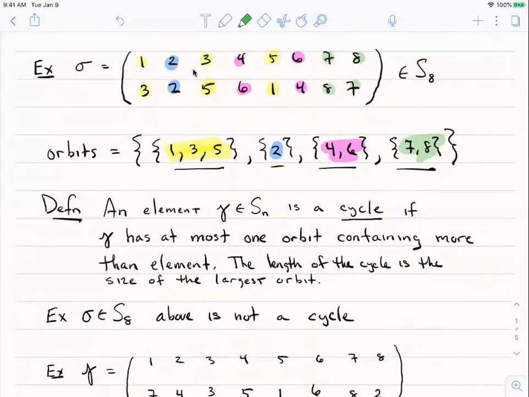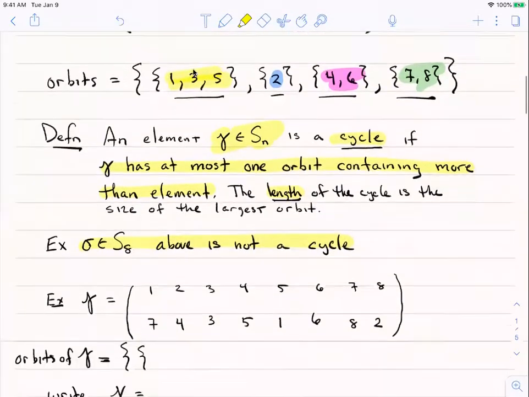Let's keep that in view while we make it through this definition. I want to tell you what I mean by a cycle. A permutation, I'm calling it gamma, is called a cycle if, and this is kind of a mouthful, it has at most one orbit containing more than one element. In that case, the length of the cycle is the number of elements in its non-trivial orbit, its orbit with more than one element. Our sigma above is not a cycle because it has 3 orbits with more than one element. So it's not a cycle.